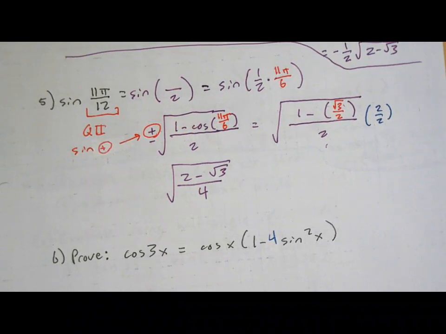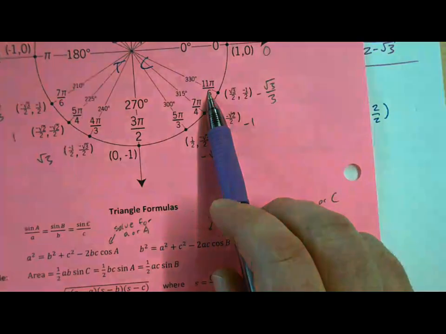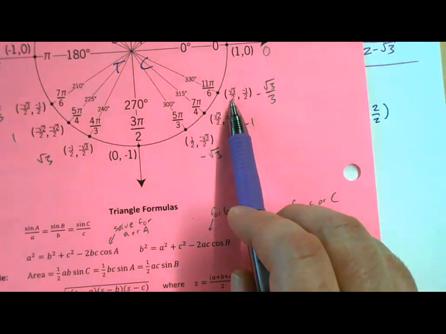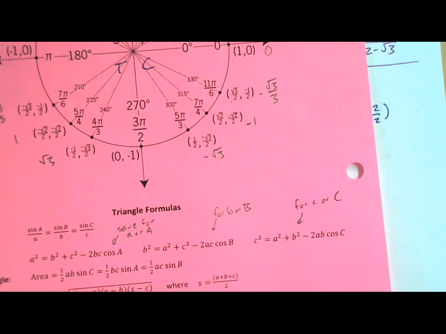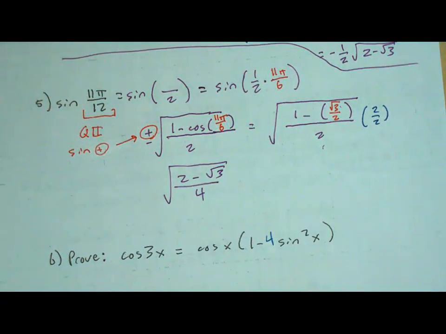I'm pretty sure it's root 3 over 2, but let's double check. Cosine of 11 pi over 6. Here's 11 pi over 6, and cosine would be the x value. It is root 3 over 2. It's all right. It's good to guess and then check. That's how you learn. That's how I learn anyways.